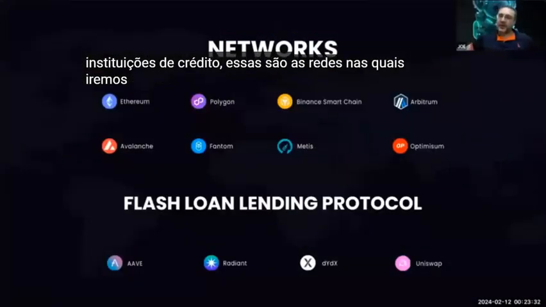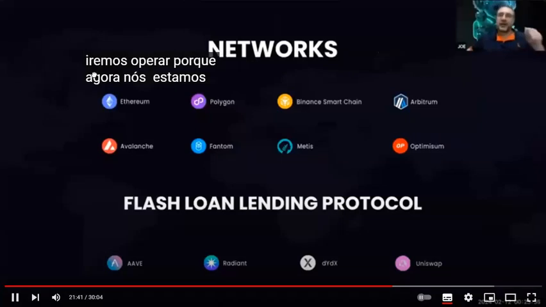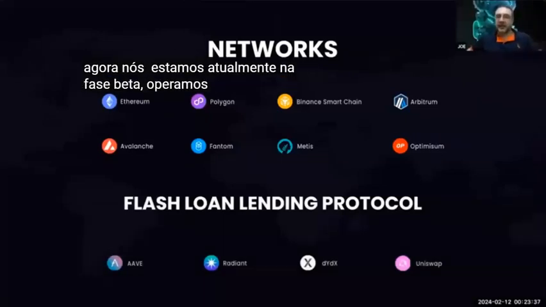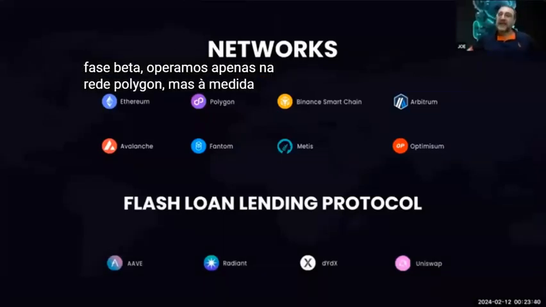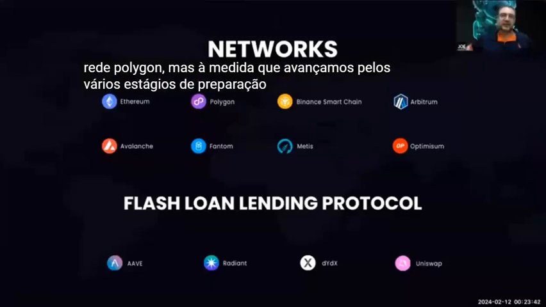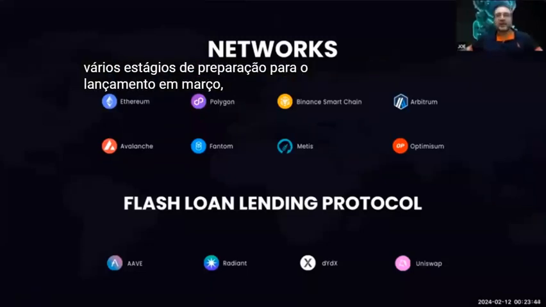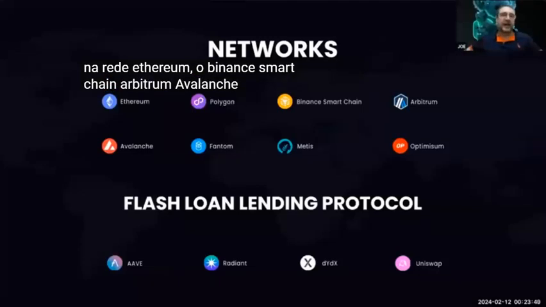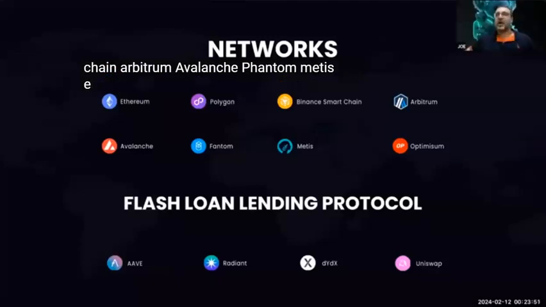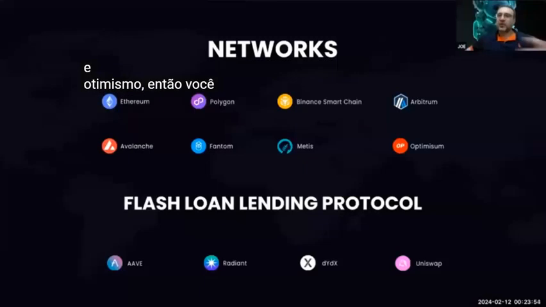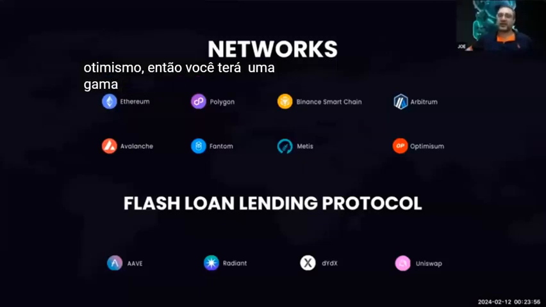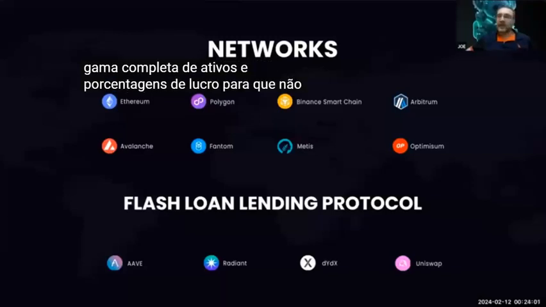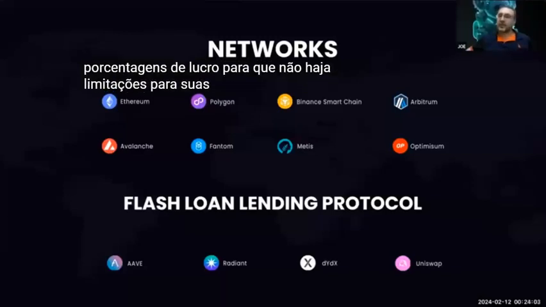These are the networks that we're going to be operating on. Because right now we are currently on the beta phase, we are only operating on the Polygon network. But as we move through the various stages in readiness for the launch in March, we will be operating on the Ethereum network, the Binance Smart Chain, Arbitrum, Avalanche, Phantom, Metis, and Optimism. So you will have a full range of assets and profit percentages. So there are no limitations to your trades or to your profits.